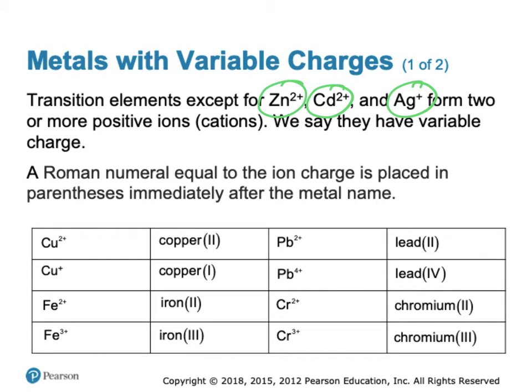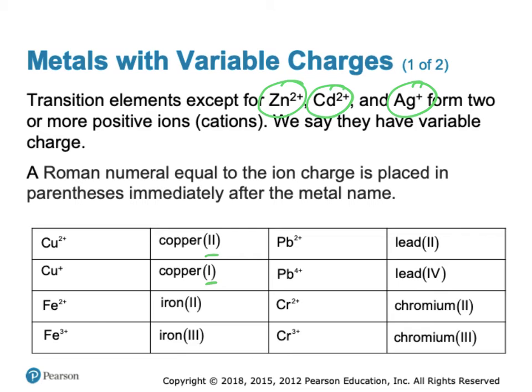When you have more than one type of cation, we will designate the charge using a Roman numeral. Let's look at the example here for copper. Copper can form both copper 1+ and copper 2+. So for copper 2+, when we are writing it down, we write copper and then 2 in parentheses using the Roman numeral 2. For copper 1+, we'll write the word copper and then put the Roman numeral 1 in parentheses.